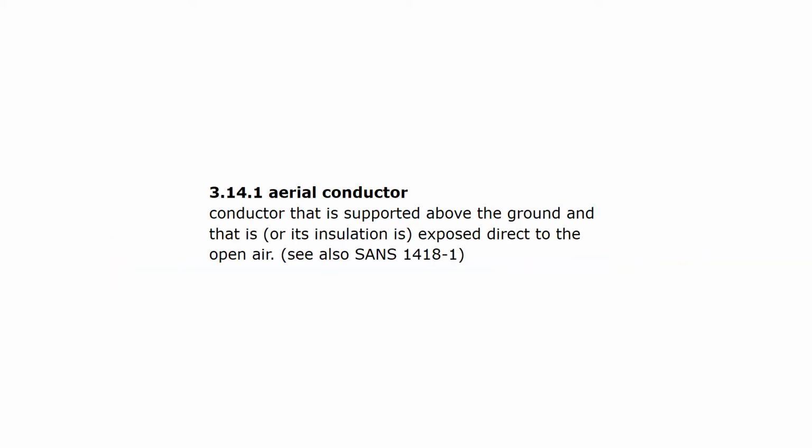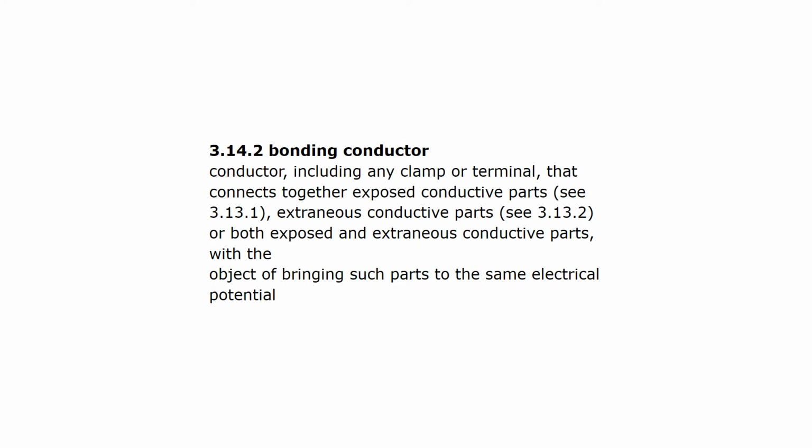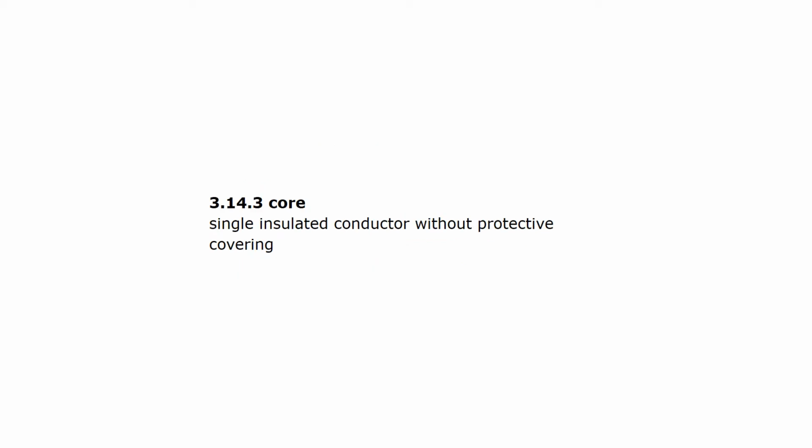Conductor. Aerial conductor: conductor that is supported above the ground and that is, or its insulation is, exposed direct to the open air. See also SANS 1418-1. Bonding conductor: conductor, including any clamp or terminal, that connects together exposed conductive parts (see 3.13.1), extraneous conductive parts (see 3.13.2), or both exposed and extraneous conductive parts, with the object of bringing such parts to the same electrical potential. Core: single insulated conductor without protective covering.